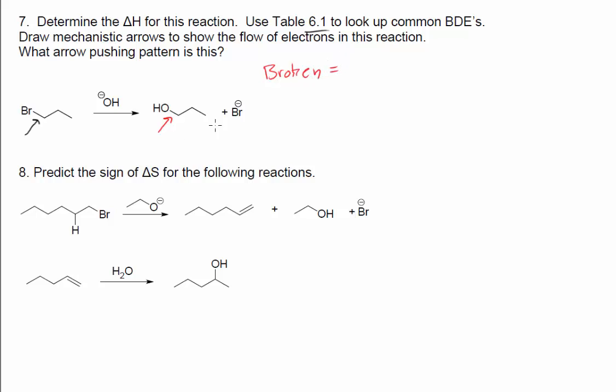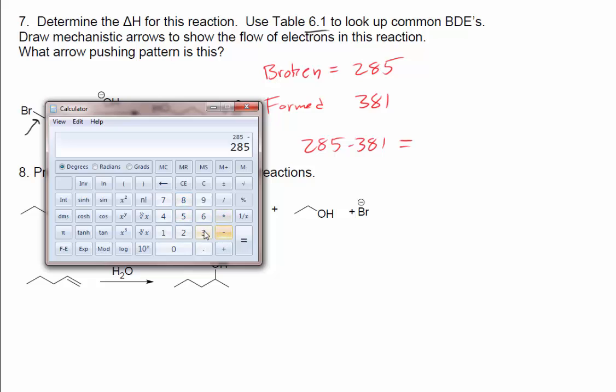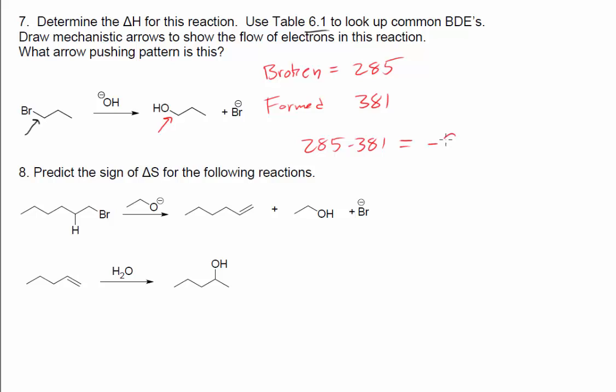So I need to look up a CH2 to bromine, and I find that in the middle of this chart towards the bottom, 285. And formed, I need to look up a CH2 to OH, that's 381. And broken minus formed, 285 minus 381, negative 96 kilojoules per mole.